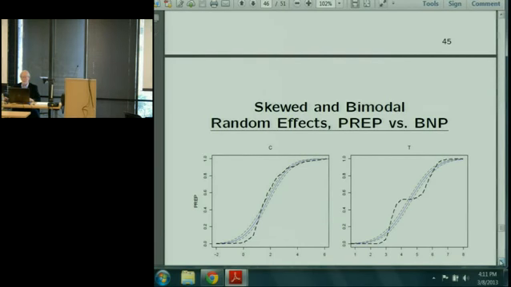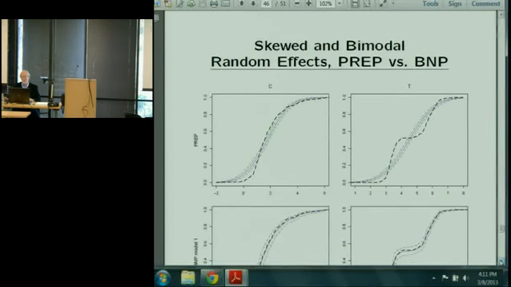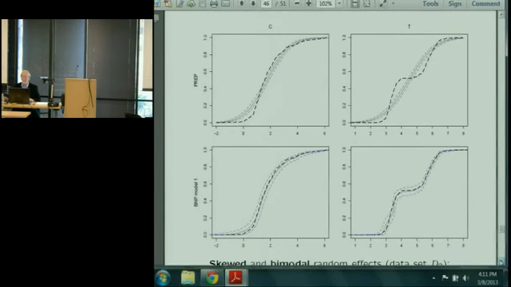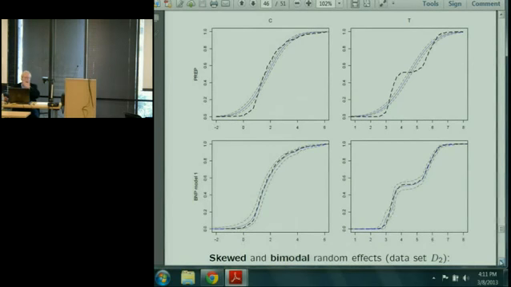So that's not right. But now let's start putting in skewed and bimodal random effects. And so the parametric answers are again in the top row, and the Bayesian non-parametric answers are in the bottom row. The right answer is the dotted black lines, and the blue lines are again the number that comes out of the actual procedure used, with blue dotted lines for 95% uncertainty bands. Are the Bayesian non-parametric uncertainty bands still wider than the parametric bands?